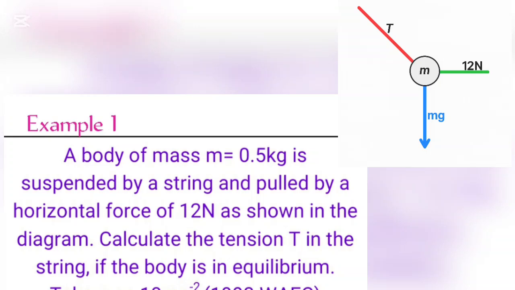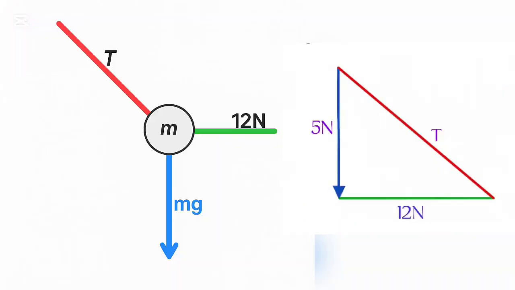Looking at the diagram there, we have the tension T hanging from the ceiling. The body is pulled with 12 Newton, another horizontal force, and the weight of that body is acting directly downward, which is represented by mg. And we are given m as 0.5 kilogram. We will convert 0.5 kilogram to Newton by multiplying by 10, and we'll get 5 Newton.